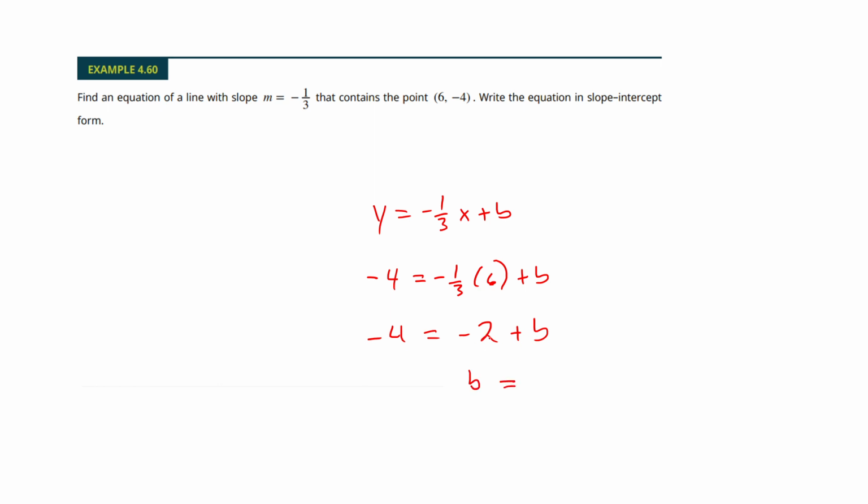Now I'm flipping this around, but I haven't changed anything. I've just added 2 to both sides. I would get b is -2. I just didn't like to see it the other way, but it's the same thing. Added 2, added 2. Now just make sure you put your final equation together.